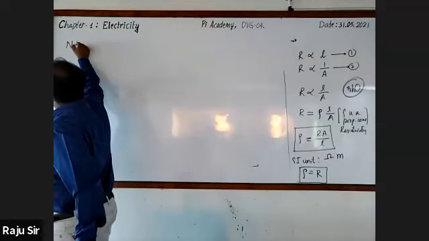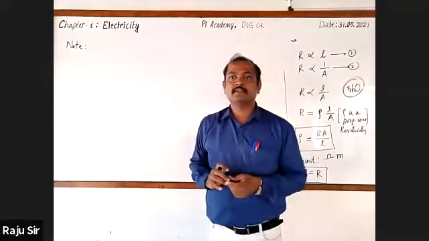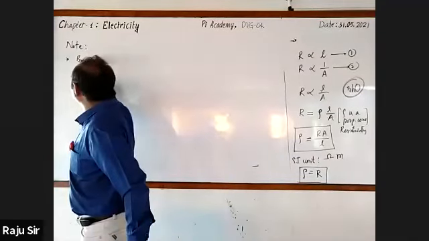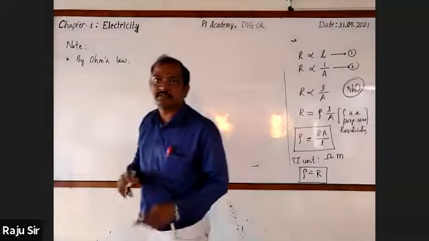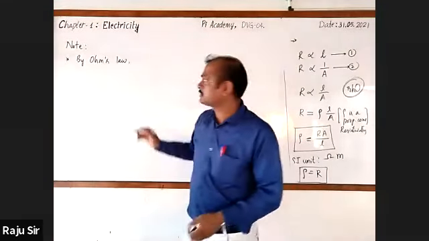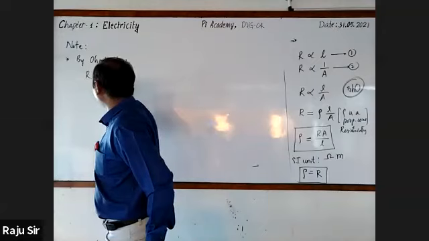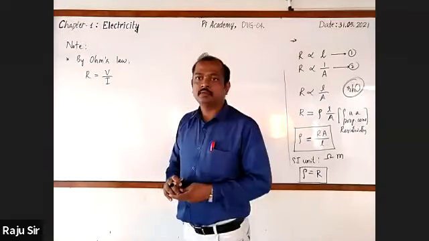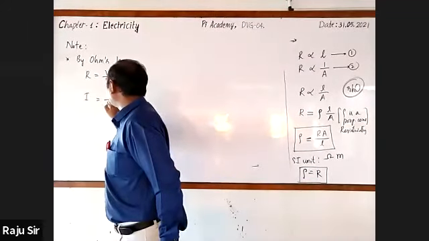Yesterday you copied the factors on which electric resistance depends. Now go for writing further information. You all know that by Ohm's law, please write with me, don't be lagging anywhere else. By Ohm's law, we write R is equal to V by I. Then I is equal to V by R.